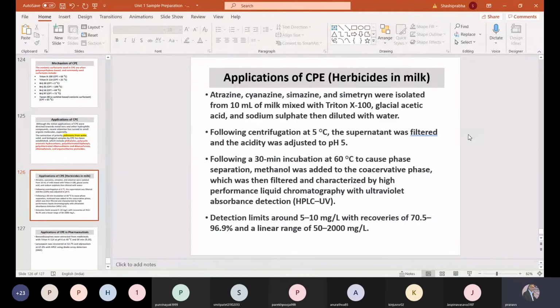And then once they are separated, they can be analyzed by any known technique like HPLC or UV visible spectrophotometry. Anything can be used to determine their presence, their concentration. And they have very good detection limits also. 5 to 10 milligram per liter, that means 5 to 10 ppm, are generally the limits for these herbicides in milk, and the recoveries are 70 to 97%. Recoveries are also good.